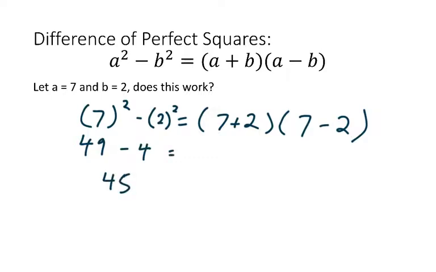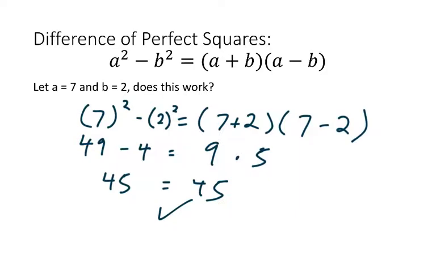Well, 7 plus 2, that's 9. 7 minus 2, that's 5. And then 9 times 5, that's 45. Hey, 45 is equal to 45. Isn't that great? And this always works. It really, really does. You can prove it.